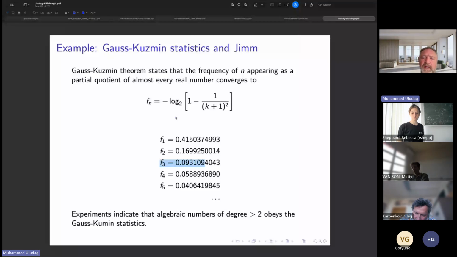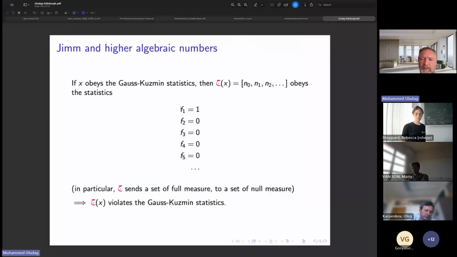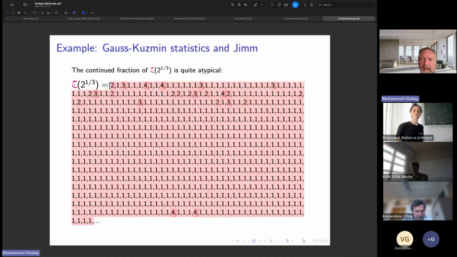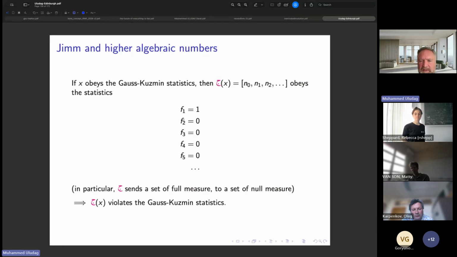And if a number obeys these statistics, and if you compute its Jimm, then it's easy to show that the Jimm of x obeys the following statistics. The frequency of ones is just 1, as we have seen in the case of the cube root of 2. So there are many, many ones, and in fact the frequency of ones here turned out to be 1, and the frequency of other numbers is naturally 0.